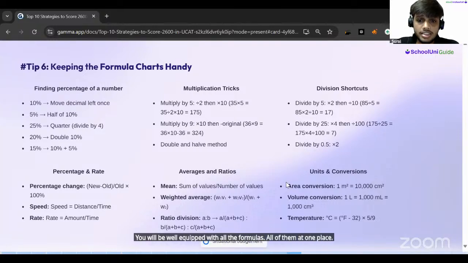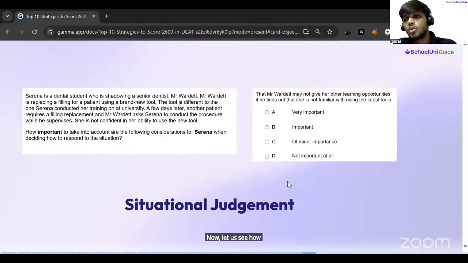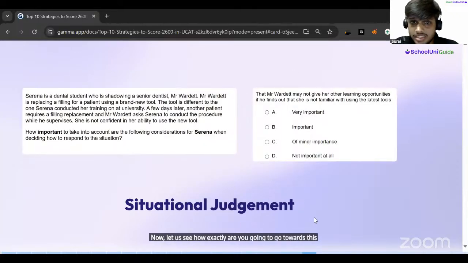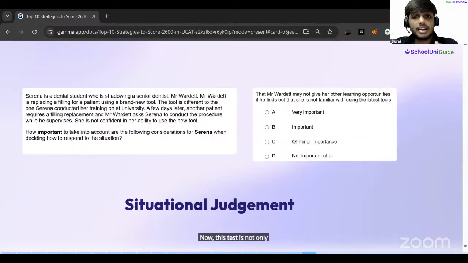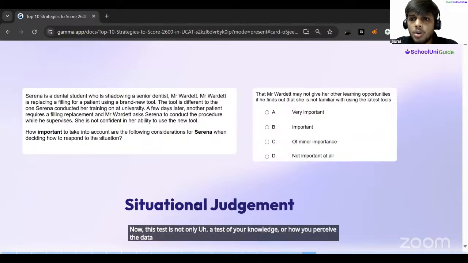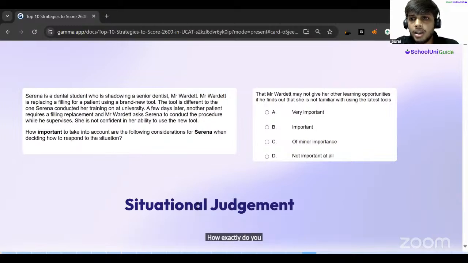Now, let us see how exactly you are going to approach the situational judgment section. This test is not only a test of your knowledge or how you perceive data. It is also about what exactly your personality is, and how you deal with people. All of this will also be tested in this examination.